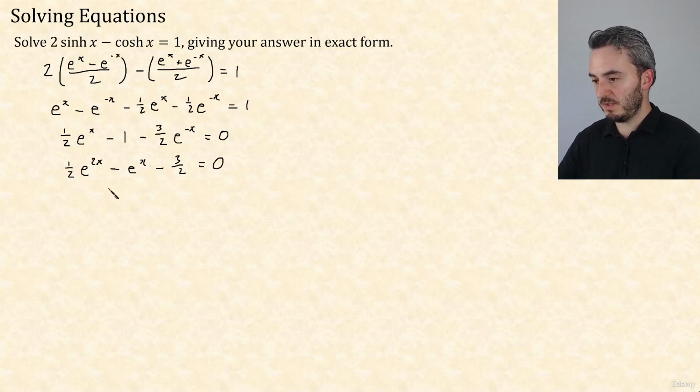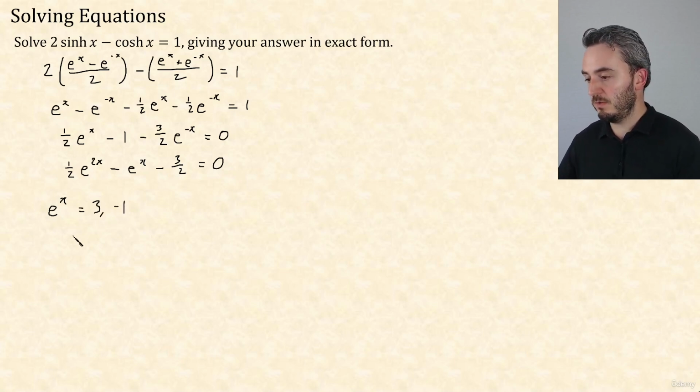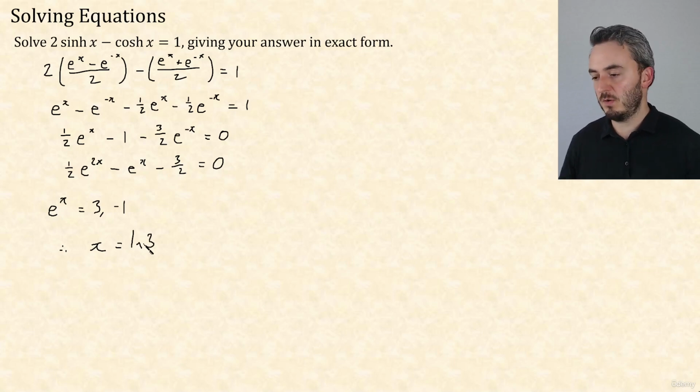Let's just solve this. A half, minus 1, minus 3 over 2, and I get e to the x is equal to 3 or minus 1, but of course it's not equal to minus 1. Therefore, we just have x equals ln 3, and that's it, just one answer to this equation.